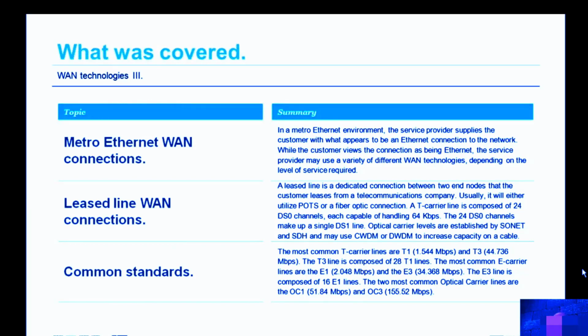I briefly discussed Metro Ethernet WAN connections, and then I went on to a discussion about leased line WAN connections, and then I briefly mentioned some common standards.